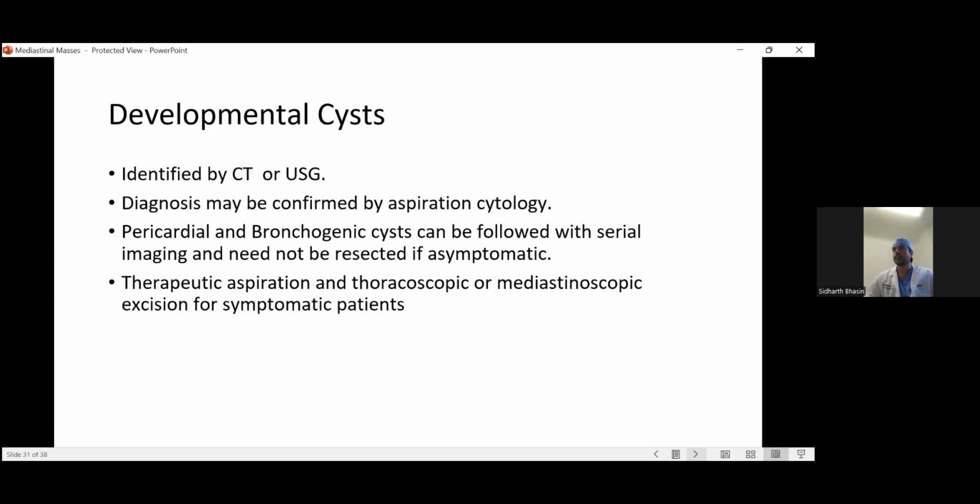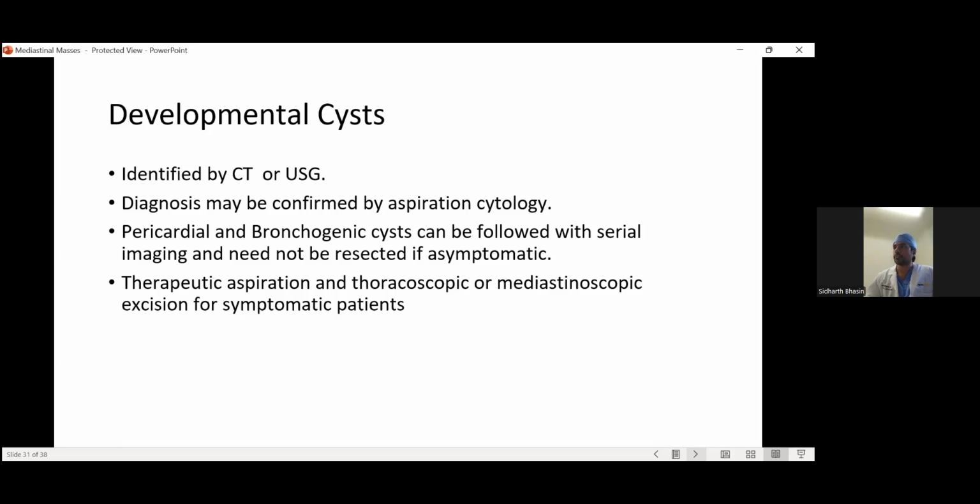Moving on, most of the developmental cysts are identified on the CAT scan or the ultrasound. The diagnosis can be confirmed by an aspiration cytology, although most of the times they're not filled with blood. Sometimes when you're seeing a cystic image, you can check the Hounsfield unit, or you can do an MRI to confirm that it's not blood, then you feel more comfortable doing an aspiration cytology in them.